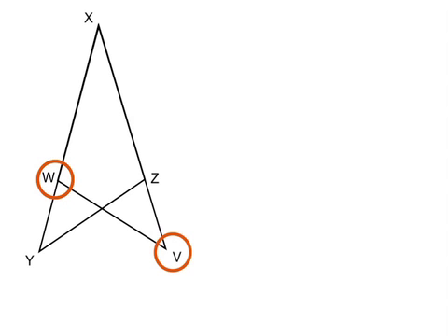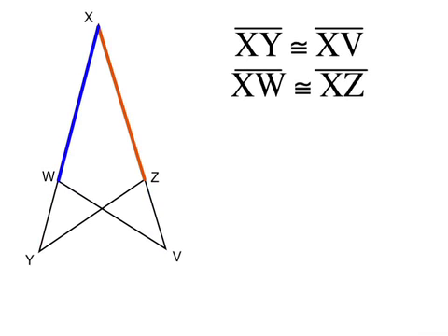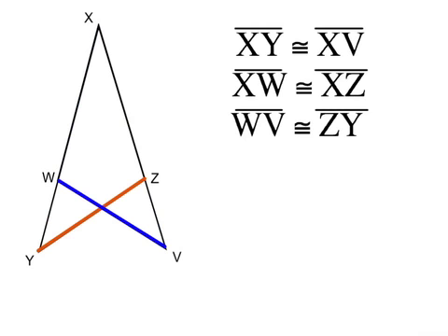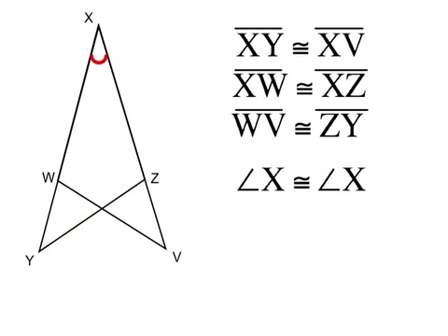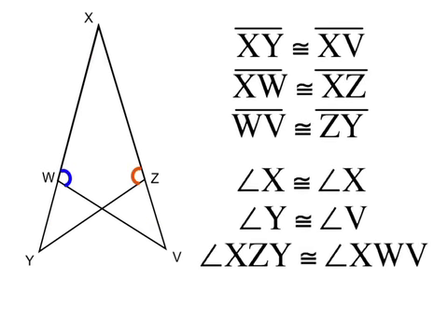So let's match up the corresponding parts. We can start with XY and XV, and then XW and XZ, the 2 at the bottom, WV and ZY. And then they share angle X, so we say that angle X is congruent to itself. And then angle Y is congruent to angle V. And for our final pair of angles, we need to use the 3-letter method because there's 2 possible angles at each one of those vertices.